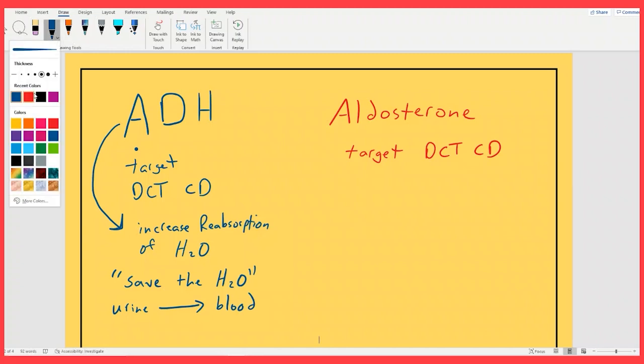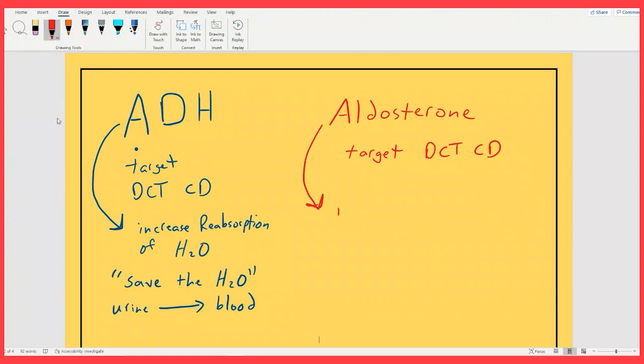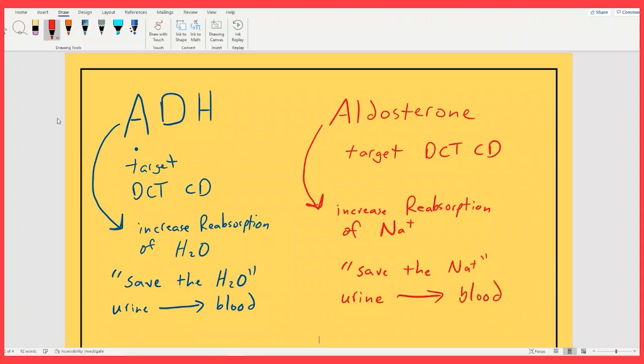Aldosterone tells those same exact cells when it hits them to increase the reabsorption of sodium. It also affects a little potassium. You can talk about that in your lecture, but increase the reabsorption of sodium. This is the hormone that says save the sodium, meaning from the urine into the blood. Now I want you to look at what I just wrote here.